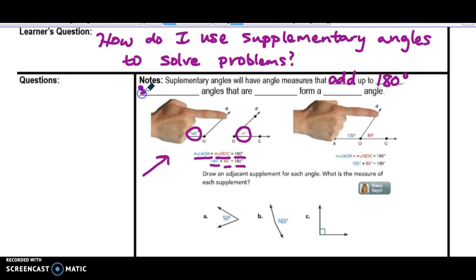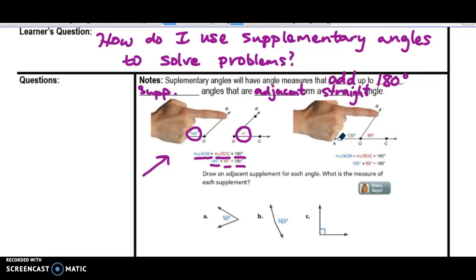But when we have supplementary angles, I'm going to abbreviate that because I don't have enough room, that are adjacent to each other, or next door neighbors, remember, like a duplex, they share a wall, they form a straight angle. And a straight angle, you're probably remembering, is 180 degrees.